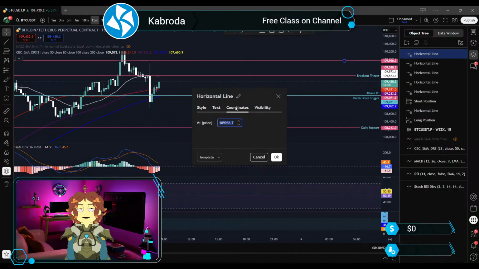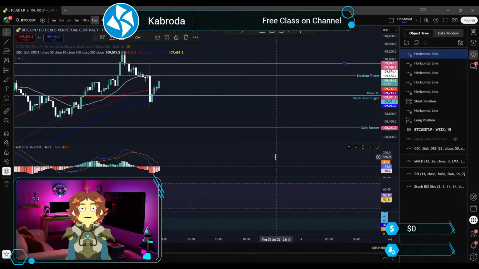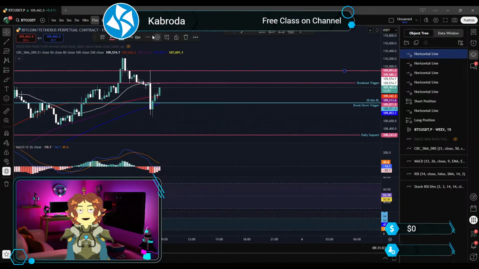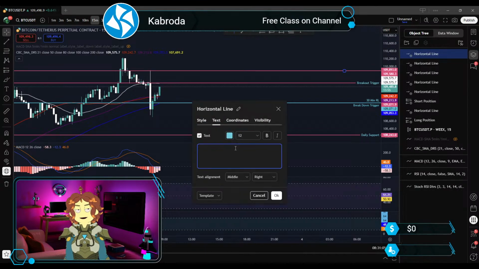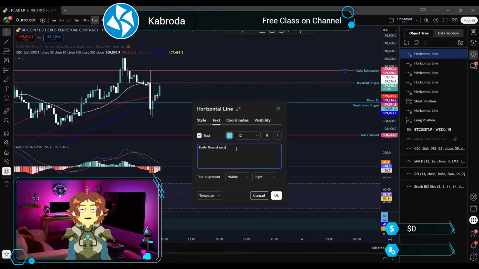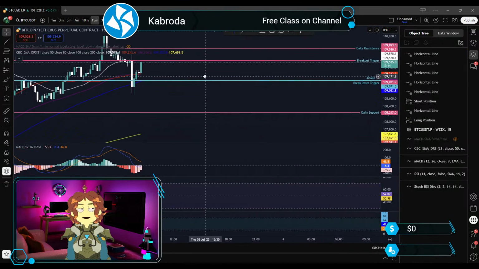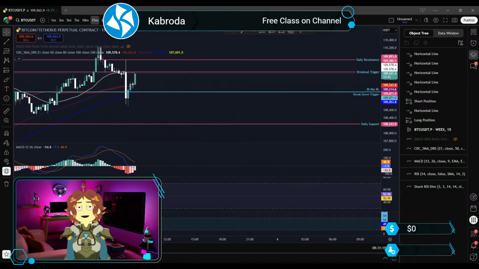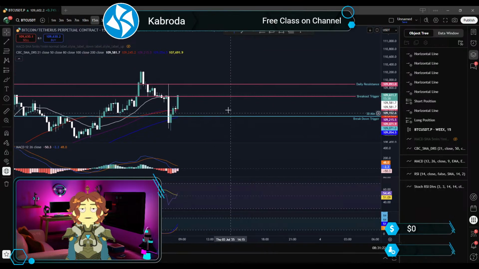Coordinates are 109.893. Okay. Text is daily resistance. All right, sweet. So basically that's what our chart is going to look like for right now.